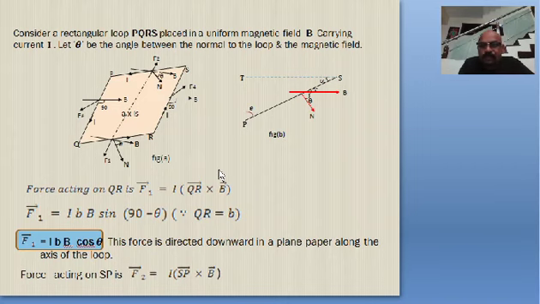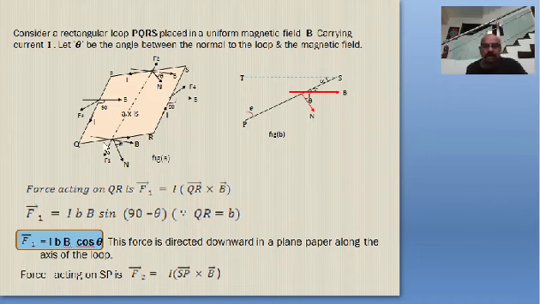And F2 is the force experienced by SP, and that is equal to IBB cos theta again. The two forces are equal, opposite, and acting along the same line, therefore they cancel out each other. That means the forces cancel out and there is no torque also, because they are acting along the same line. For the torque to act on the coil, there should be two equal and opposite forces acting at different points. Two equal and opposite forces acting at two different points, then only there will be a torque or the couple.